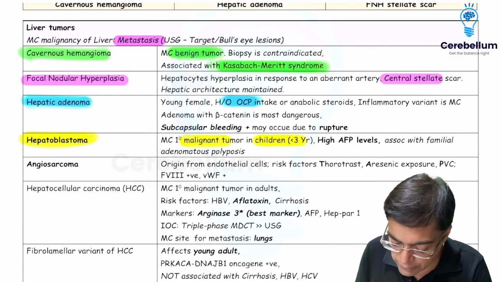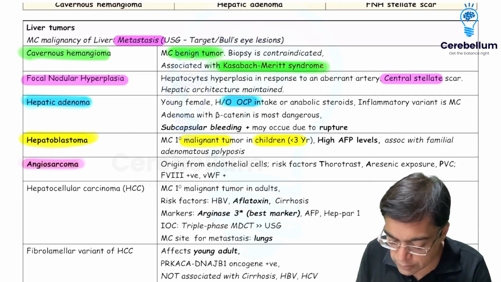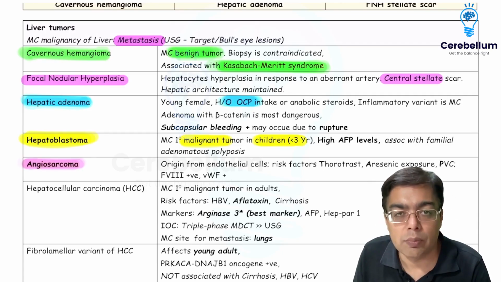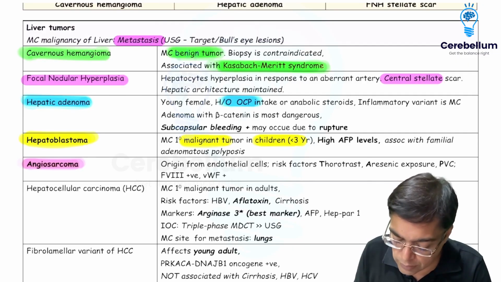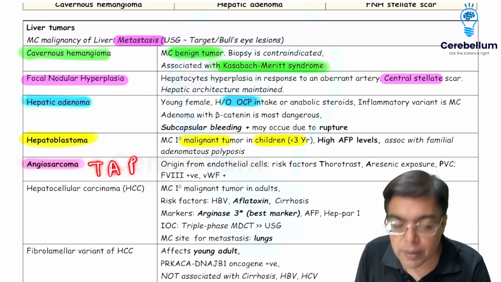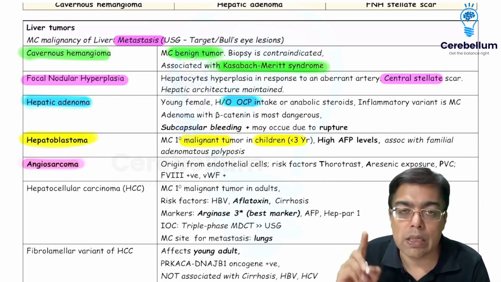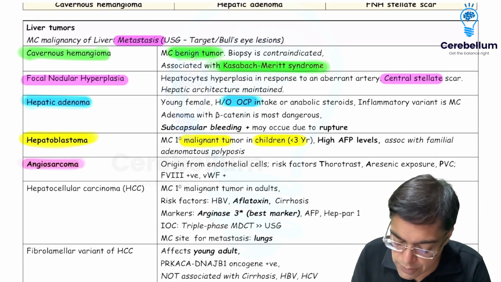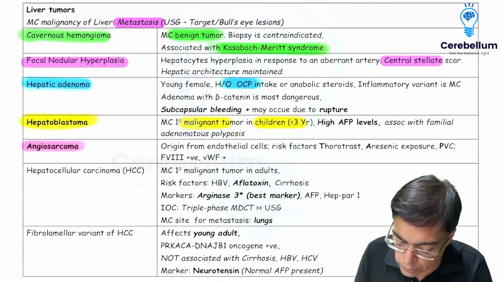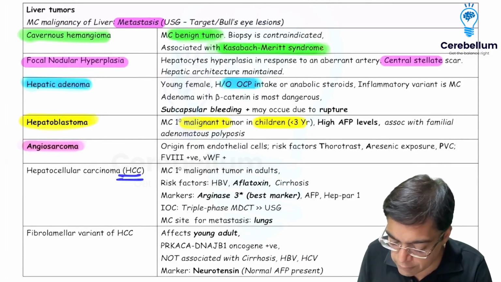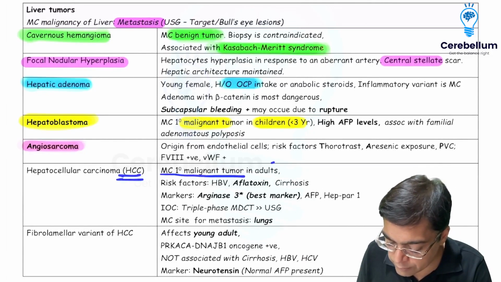Next one that we need to have an idea about is angiosarcoma, which we have talked about in neoplasia as well. It's an endothelial cell tumor, and it is remembered with the risk factors that we are aware of. Tap your brain: thorotrast, arsenic, polyvinyl chloride. Thorotrast, arsenic, polyvinyl chloride. That's what we just need to recall here. Very quickly, we can talk about hepatocellular carcinoma, which is a very, very common primary malignant tumor in adults.